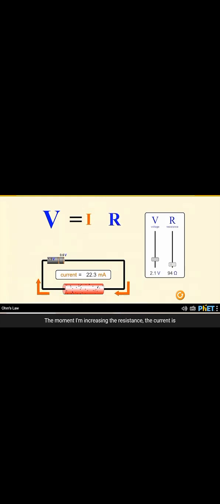The moment I'm increasing the resistance, the current is getting lower and lower. The current is decreasing. It means that the resistance is trying to resist the flow of the current. This is how we can understand the V equals I times R relationship.